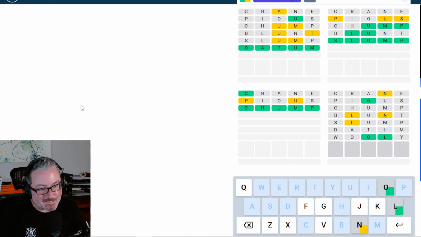So there is not a double O, but there is the L in that position, and there's no Y. So it has to be a double consonant in the beginning, which I just couldn't think of anything that would work there. What the heck can this be?